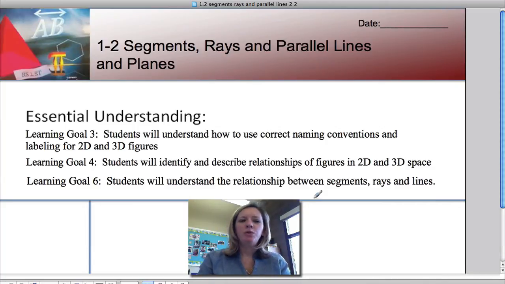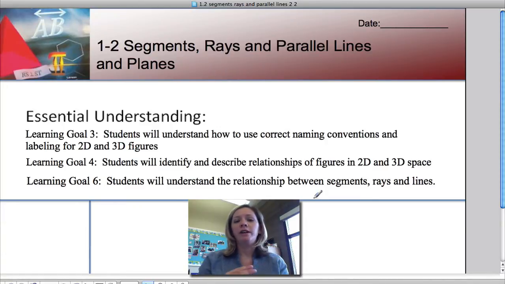In section 1-2, we're going to look at segments, rays, parallel lines, and also parallel planes. So we actually have 3 different learning goals that we're covering in this lesson. The first is that students will understand how to use correct naming conventions and labeling for 2-dimensional, 3-dimensional figures.